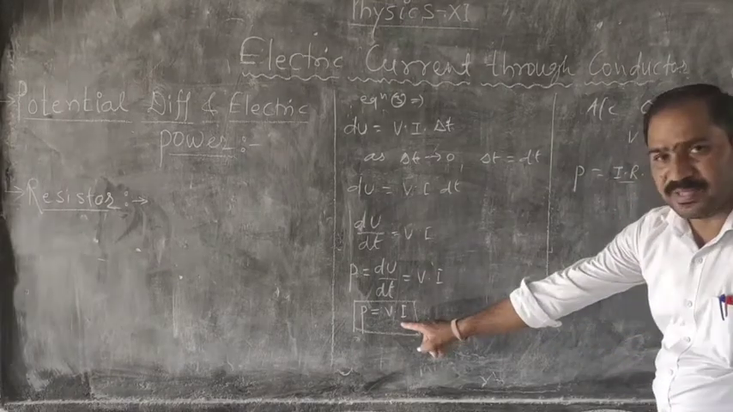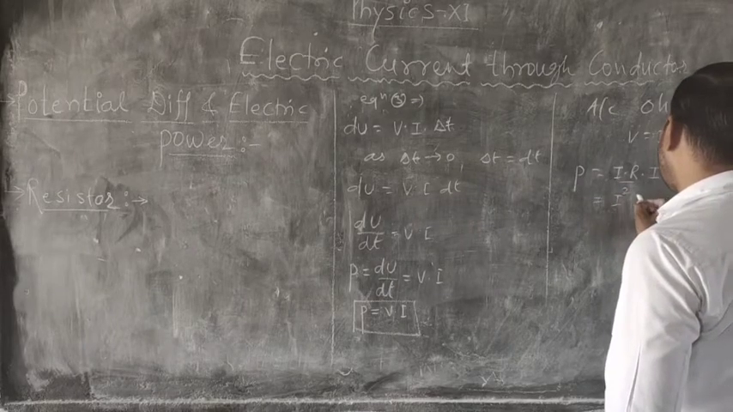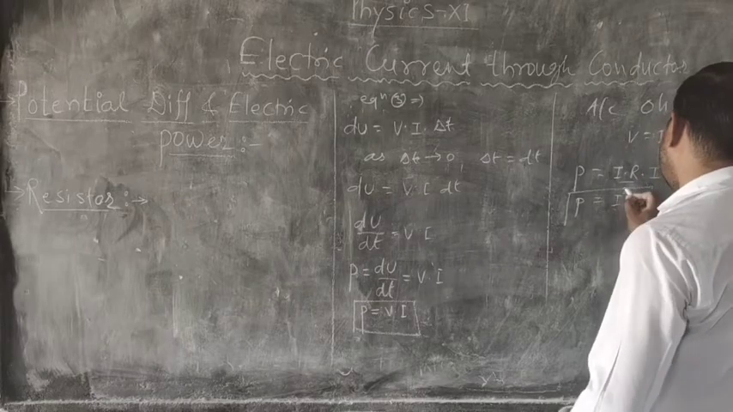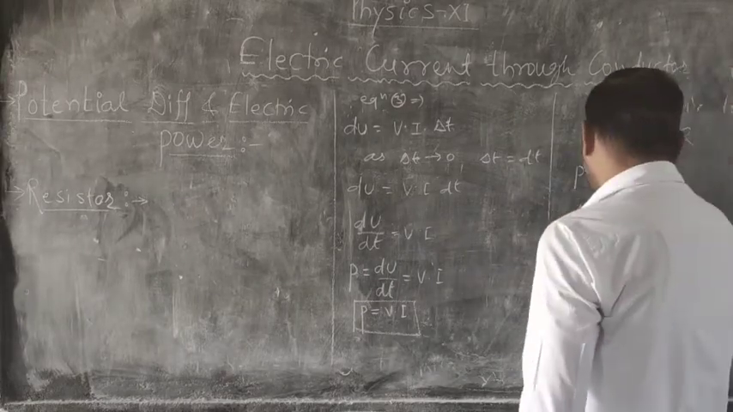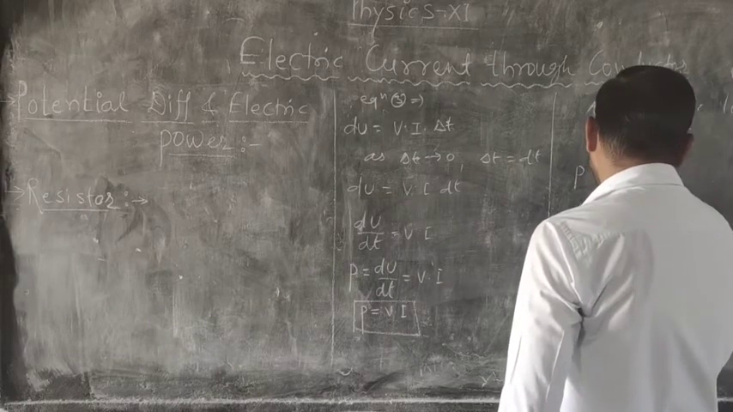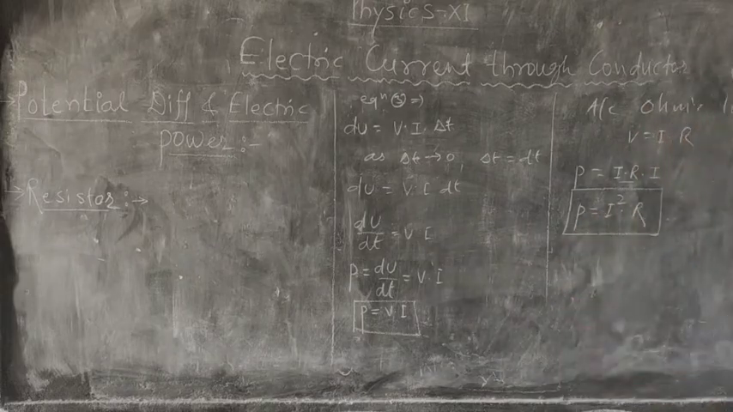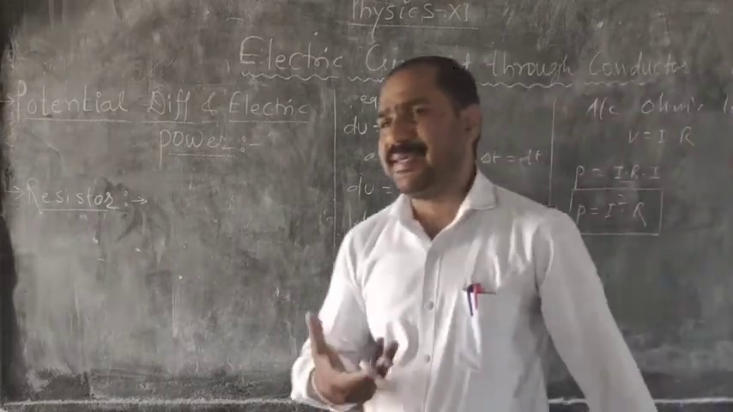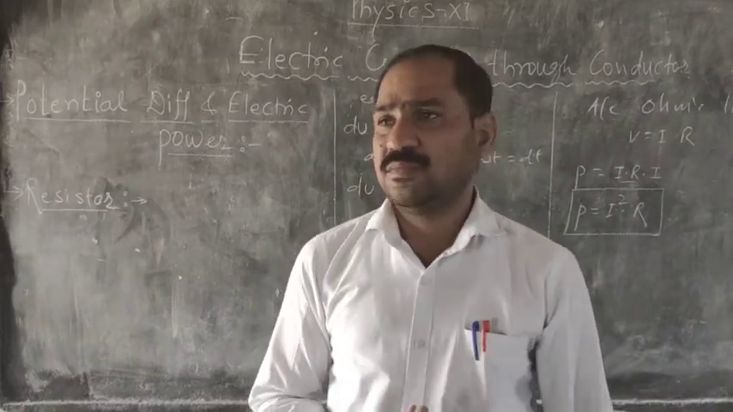Now put here the value of the I. Therefore here I square into R. So this is another formula for the electric power in circuit. So here P is equal to I square into R. So this is the reason that's why we get here the resistance heated in circuit.